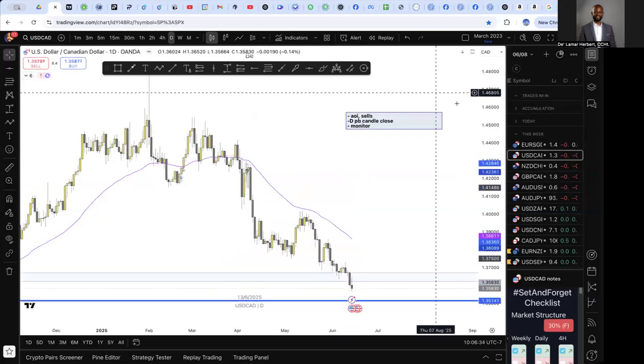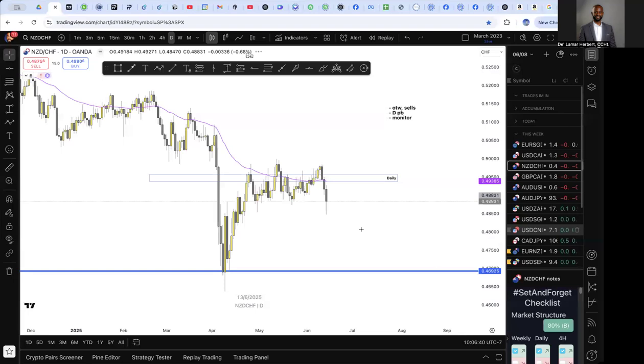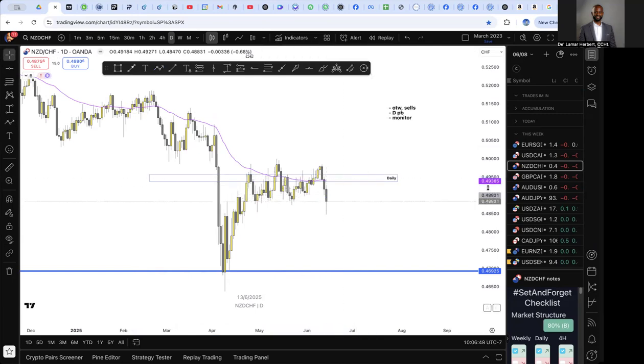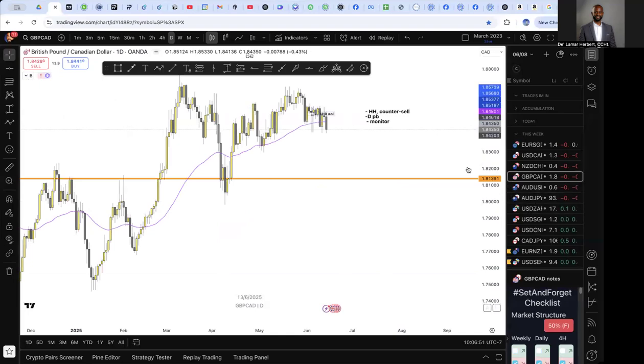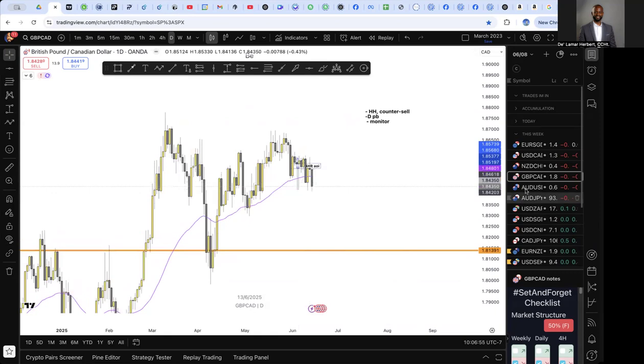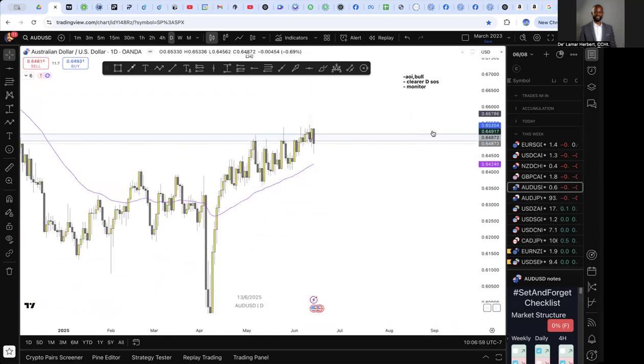USD CAD, we're waiting for a daily pullback candle close, looking for sales. NZD CHF, we're currently waiting for a daily pullback into sales. Okay. GBP CAD, we're looking for a counter sell right here, but first we need a daily pullback. AUD USD, we're looking for a clearer shift of structure.